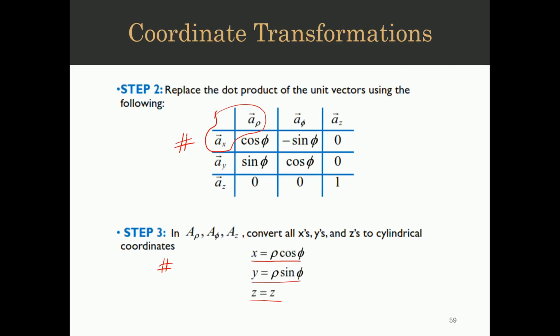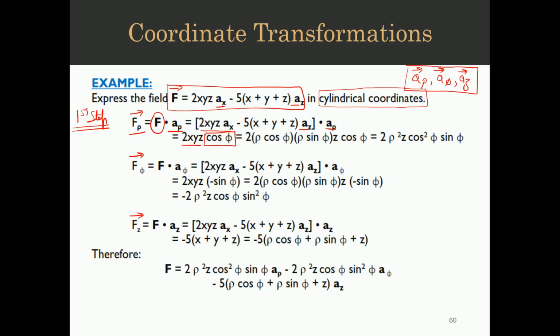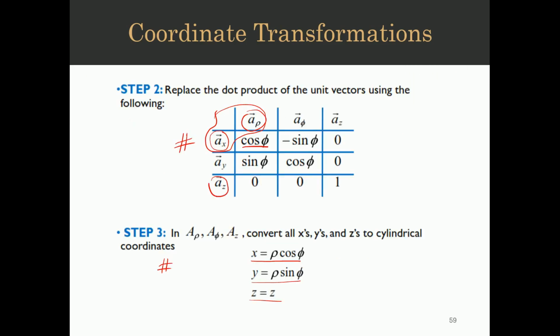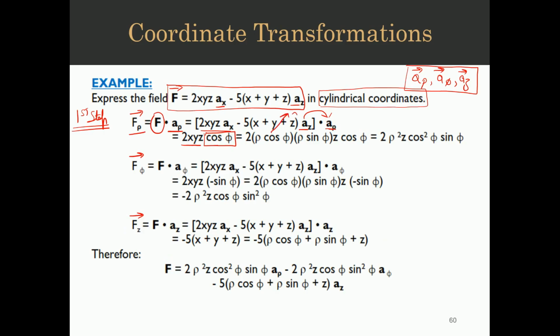So we have to go back to the second step, where we can see that when we have a dot product of ax with a rho, we get cos phi. So you can see we got cos phi. Similarly, if we take the dot product of the second vector az with a rho, so az with a rho gives us 0, so that's why the second term becomes 0. So we are left with 2xy equals to cos of phi. Now what is the next step?